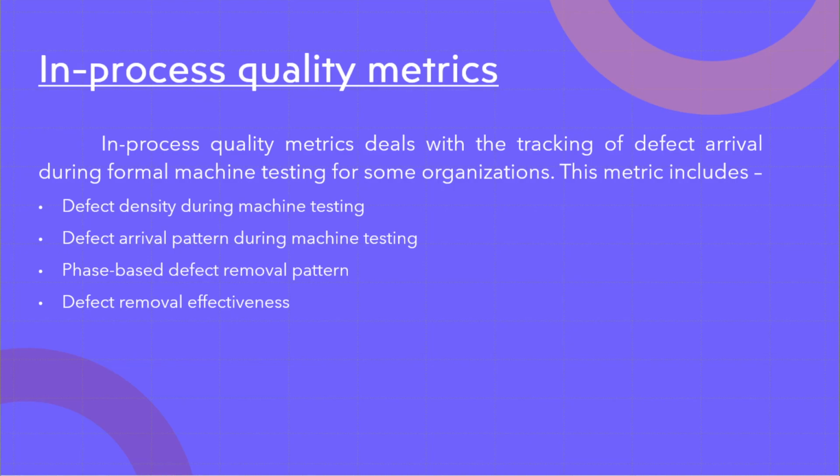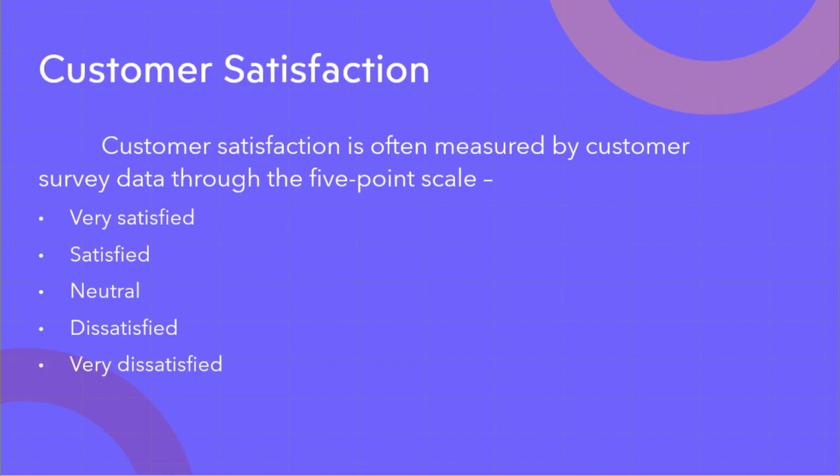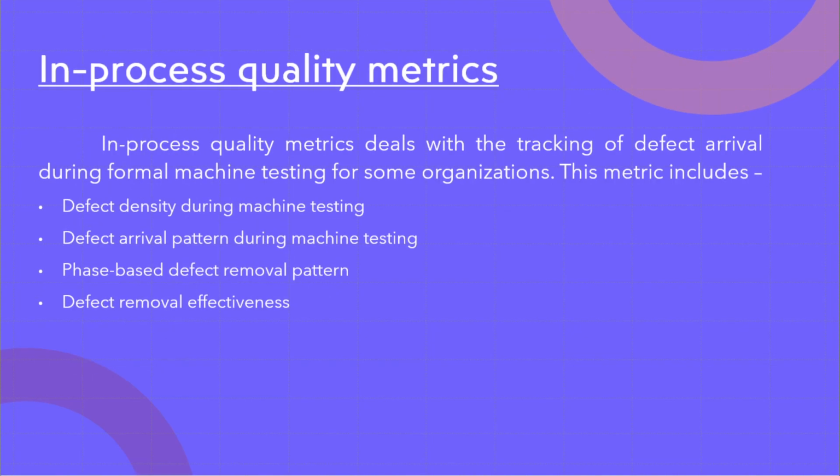Next, in-process quality metrics. In-process quality metrics deal with the tracking of defect arrival during formal machine testing for some organizations. This includes defect density during machine testing, defect arrival pattern during machine testing, phase-based defect removal pattern, and defect removal effectiveness.